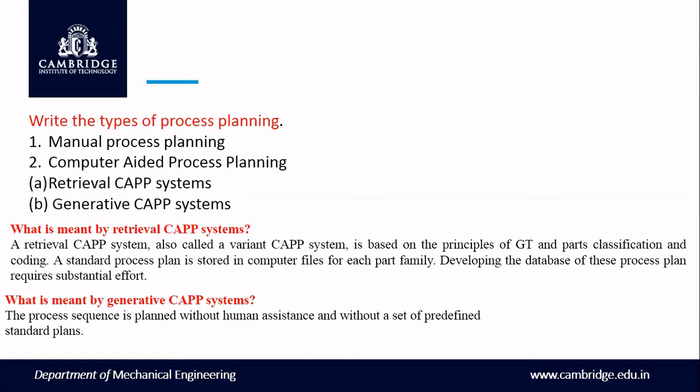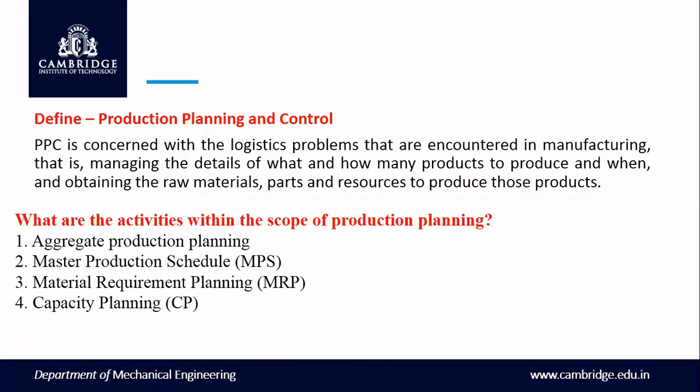In generative process planning, there will be no human intervention, and without any standards, the system is supposed to create its own data sheets or process plans. That is called generative computer-aided process planning. Now, process planning is different and production planning is different, but they go hand in hand. Now, what is production planning and control?